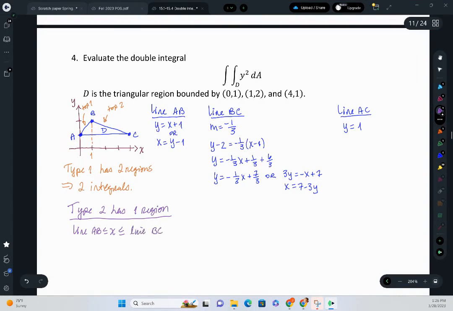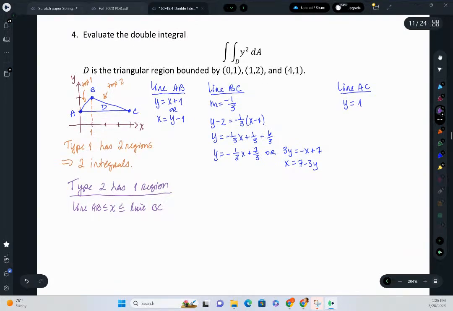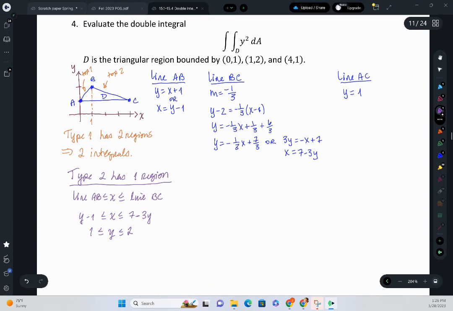So I can write that better since we have our equations. That means x is going from y minus 1 over to 7 minus 3y, where I just wrote down those lines that I found already. And then at the same time, y is going from 1 up to 2. So that's not too bad. Let's go ahead and use that.